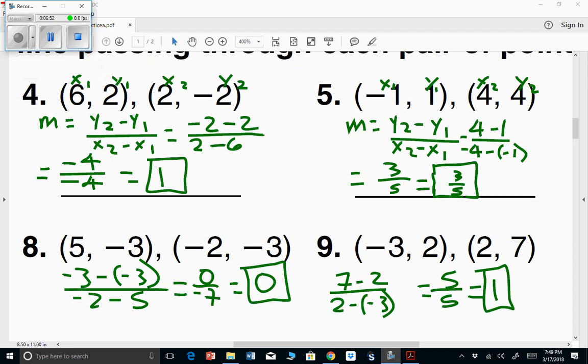Okay, so number 4 is 1, number 5 is 3/5, number 8 is 0, and number 9 is 1. Notice on 4 and 5, I went ahead and wrote the slope formula down, but by the time you get to 8 and 9, maybe you've sort of got the whole process memorized, and it's not really necessary to write that formula down. This slope formula is just a small piece of what we're going to be getting into, and you must know how to use it.